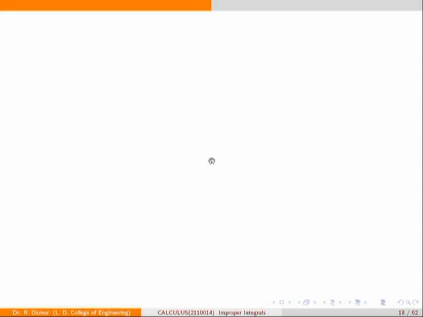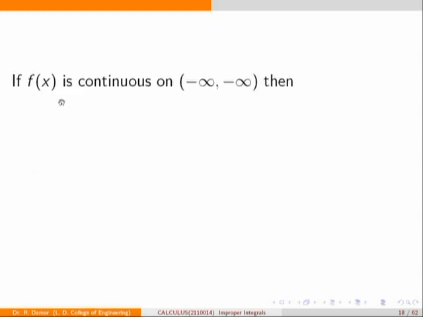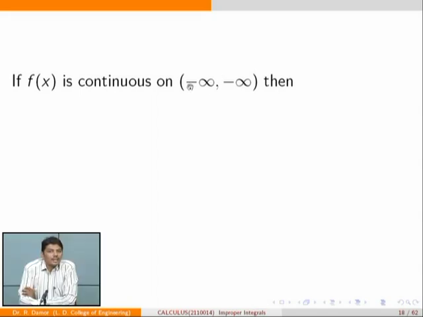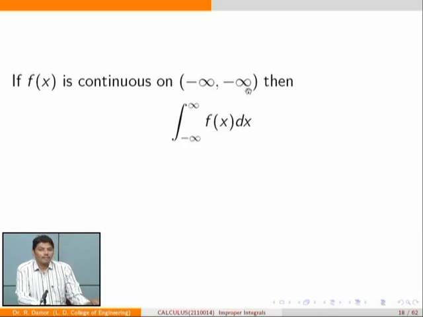The third case for this type 1 improper integral is when both the limits are infinite, so it is minus infinity to infinity. Then see, the integral from minus infinity to infinity of f(x) dx is also a type 1 improper integral, because we can change the upper limit and lower limit to infinity and minus infinity. So this is my third case of type 1 improper integrals.